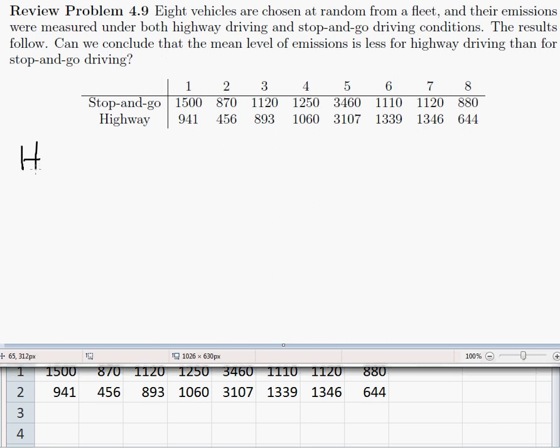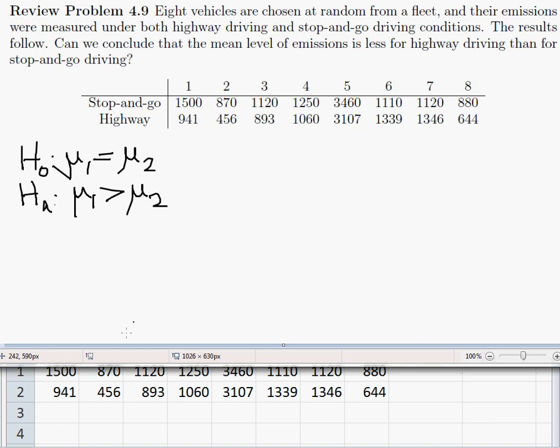The null hypothesis is going to be that the mean for the stop and go is going to be equal to the mean of the highway, whereas the alternative hypothesis is that the mean for the stop and go is greater than the mean for the highway, that the mean level of emissions is less for highway driving than for stop and go driving.